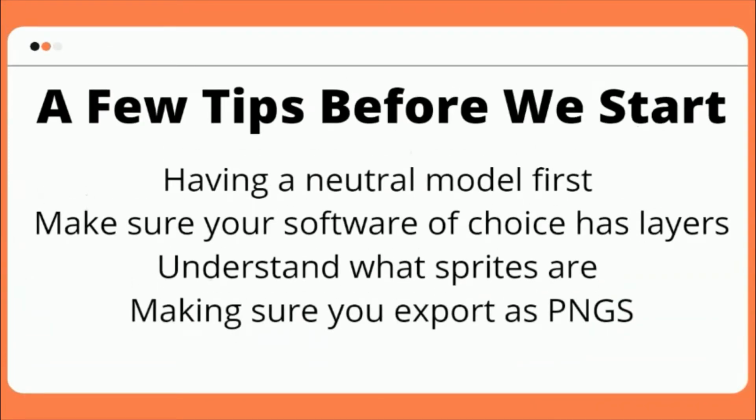So a few tips before we start. First, it's better to have a neutral model first that you can build off of. Second, for your software, make sure it has a layer 2 because that's where your model sprites will go. Sprites are 2D images that you create to animate, which in this case would be your Pngtuber.